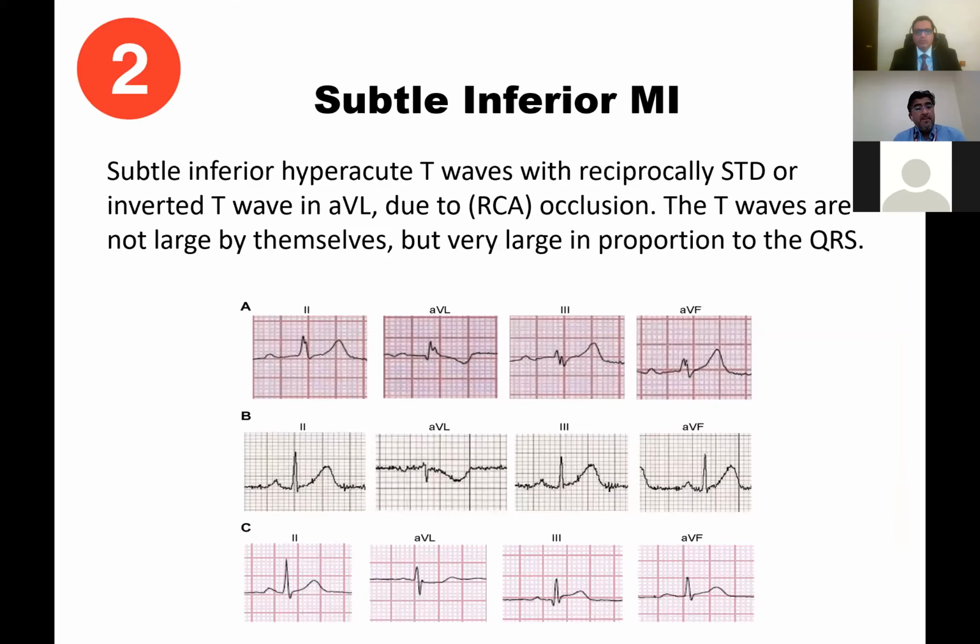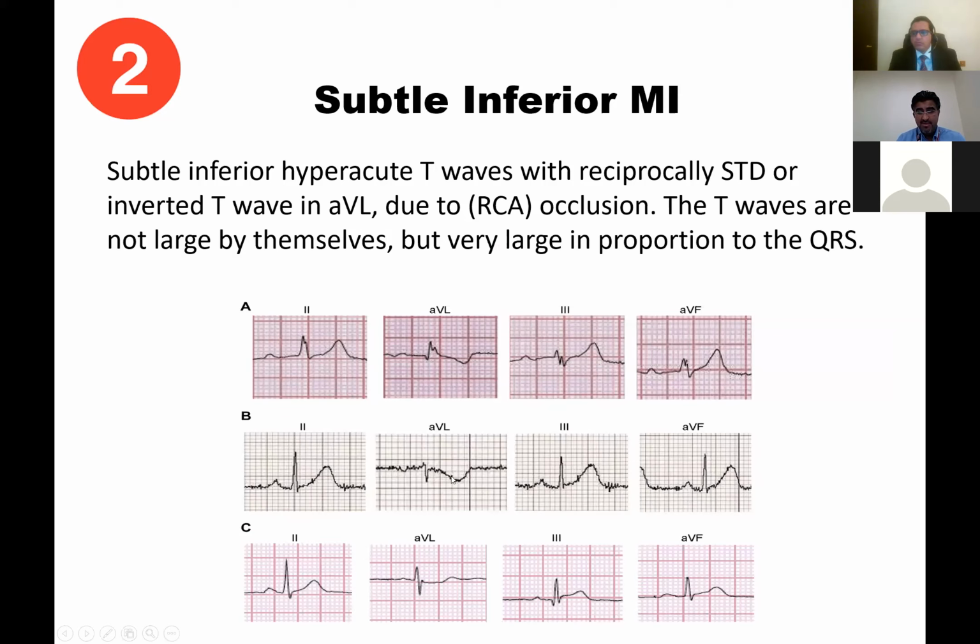The second situation where you should pay more attention to the ECGs is when there is a very subtle inferior MI, and we know that in the inferior MI we do see some reciprocal changes in the aVL and lead 1. If you look carefully in these 3 patients, patients A, B, C, maybe there is no clear ST elevation in the inferior leads, but if you look carefully at aVL, there is very subtle ST depression.